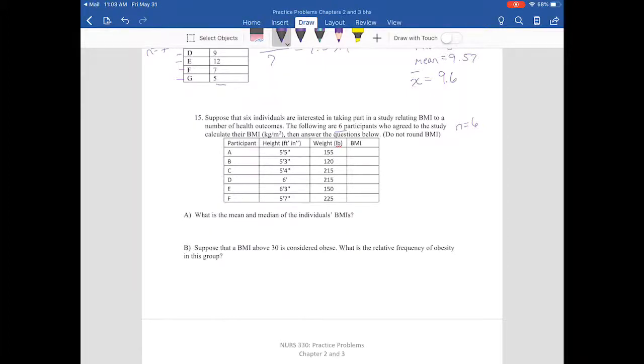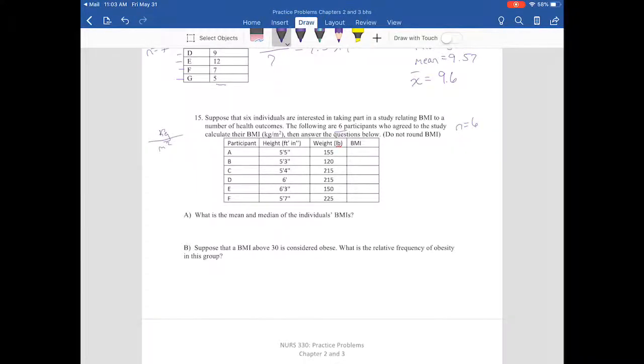Part A is going to ask us to find the mean and median of the BMI, and then part B is asking us to find the relative frequency of over 30 BMI. We don't have BMI here, so we need to calculate BMI. BMI is found by taking your weight in kilograms over height in meters squared.